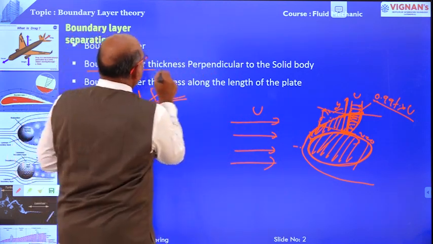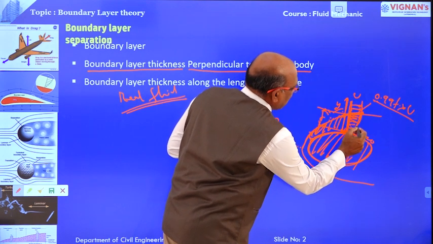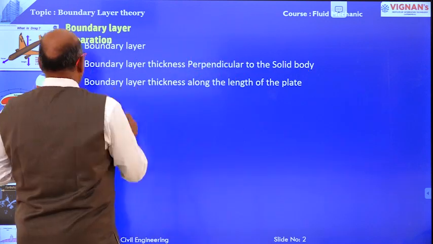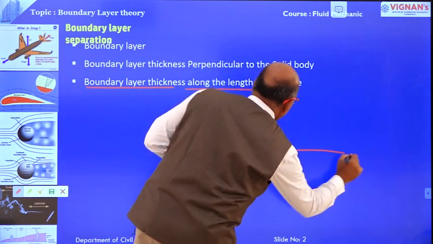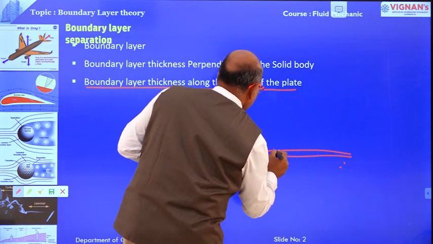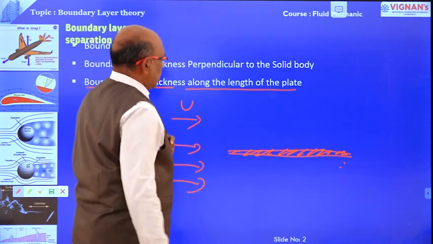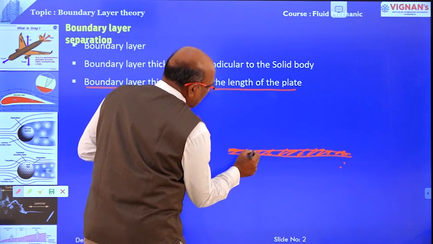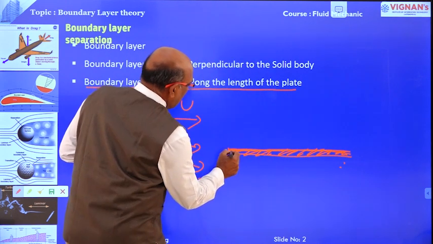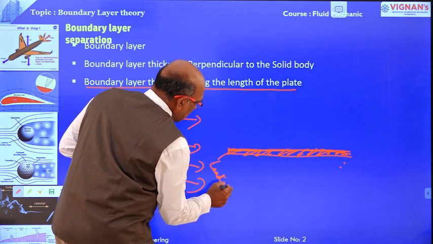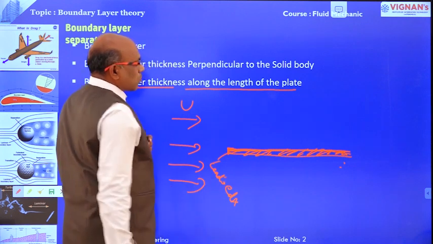That was the boundary layer thickness perpendicular to the solid body. Now, the boundary layer thickness along the length of the plate. This is one solid plate, a smooth and thin plate placed in front of the free stream velocity. Once the water flows over the body, because of the viscosity there is no velocity of the fluid over the body. This is the leading edge, and once the water strikes this edge there is no velocity.